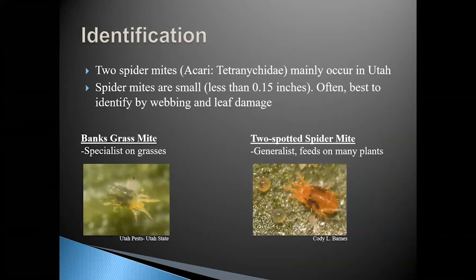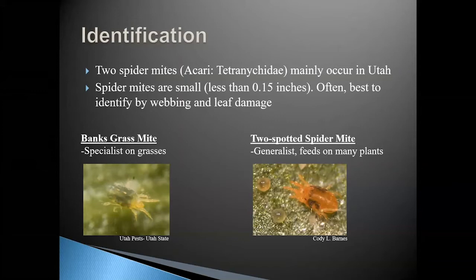Here in Utah, we have two main spider mites. And the first one is the Banks grass mite, which feeds primarily on grasses like corn, for example. On the other side of things, there's the two-spotted spider mite, which is a rather extreme host generalist. So you can see it on corn, you might also see it in your garden, and on a number of other plants.